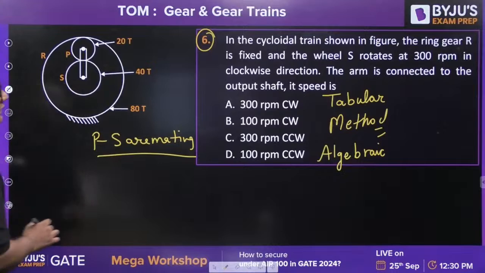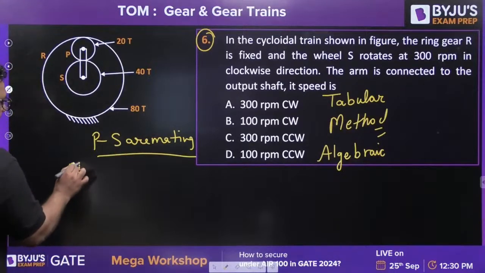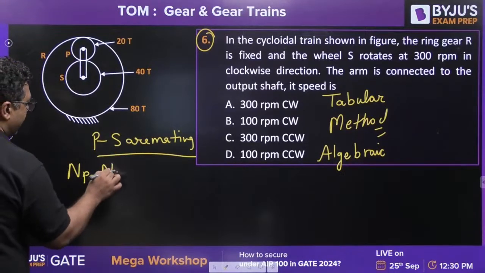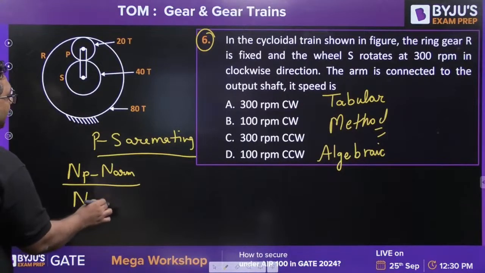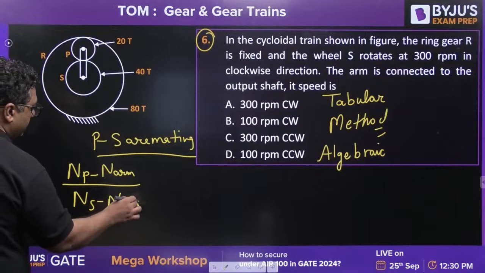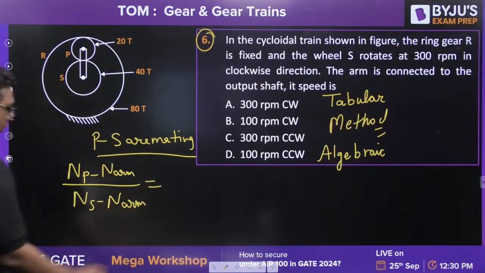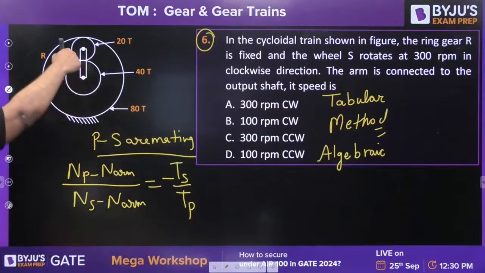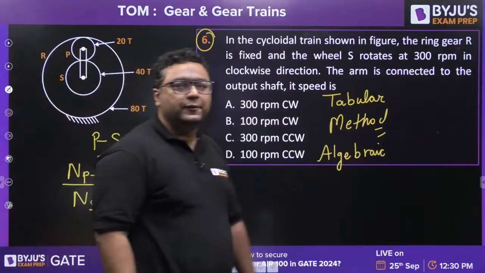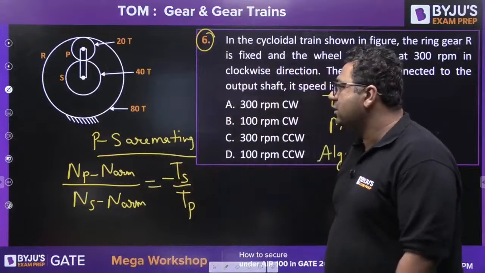So what we can write is they have given the speeds. So NP minus Nrm divided by NS minus Nrm is equal to minus TS by TP, because it is external gearing connection. This is equation number 1.